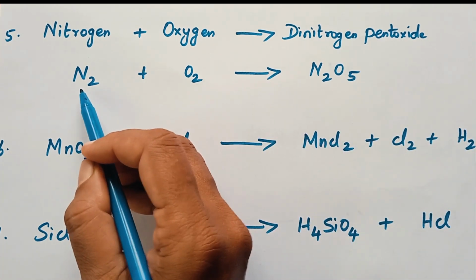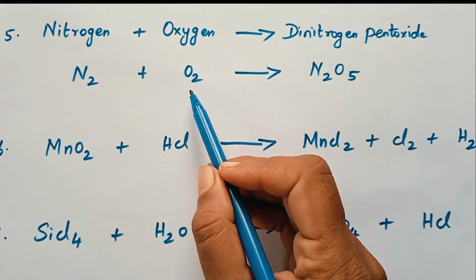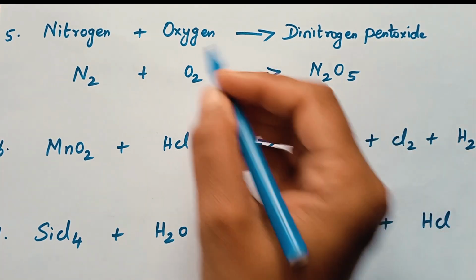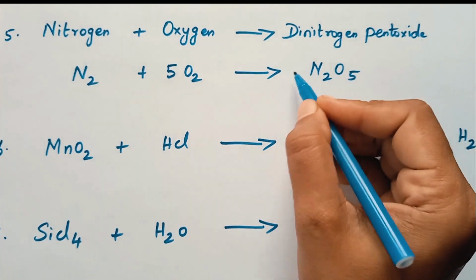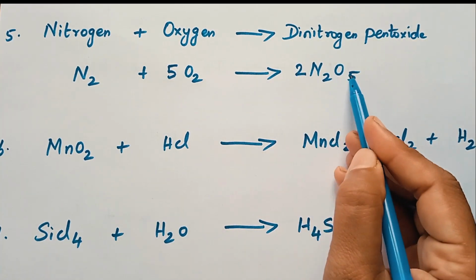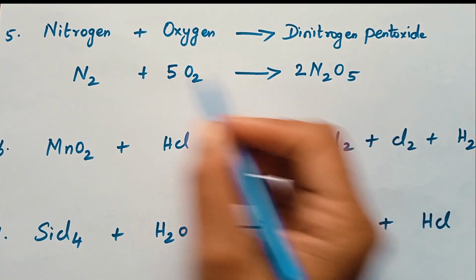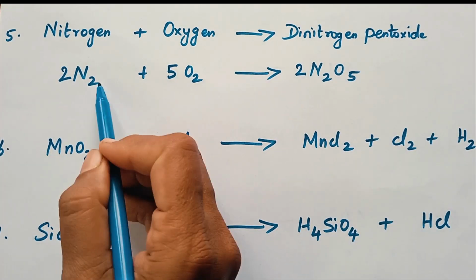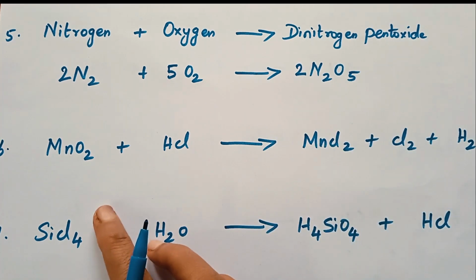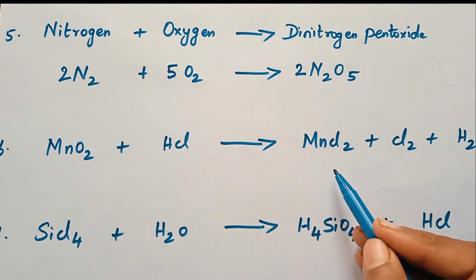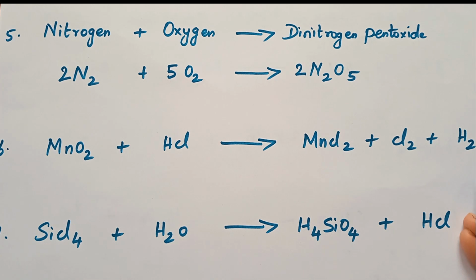First we'll see for nitrogen, it is 2 here and here also 2. Oxygen, it is 2 here, it is 5 here. In this case what we have to do, write 5 here, so 5 into 2s are 10, and write 2 here, so it becomes 10 here also. And for nitrogen it is 4, so write 2 here, here also it becomes 4. Now the equation is balanced. Now we'll see the next equation. MnO2 plus HCl gives MnCl2 plus Cl2 plus H2O.